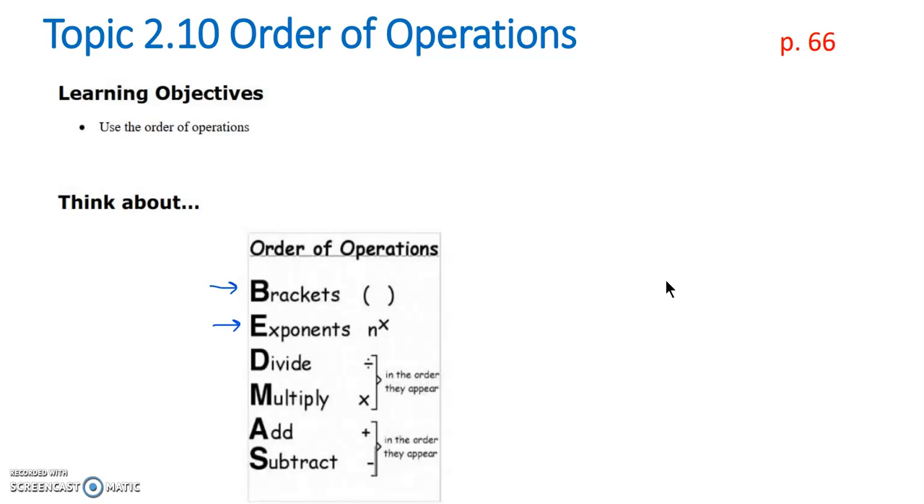The second thing we do is any exponents or square roots. And then we have division and multiplication. Now for division and multiplication, if you have them both at the same time, you're going to work them in the order in which they appear. So you're going to work from left to right if you have both of those operations. And then lastly, we're going to perform addition and subtraction. Again, if you have them both, you're going to work them left to right, doing them in the order in which they appear.